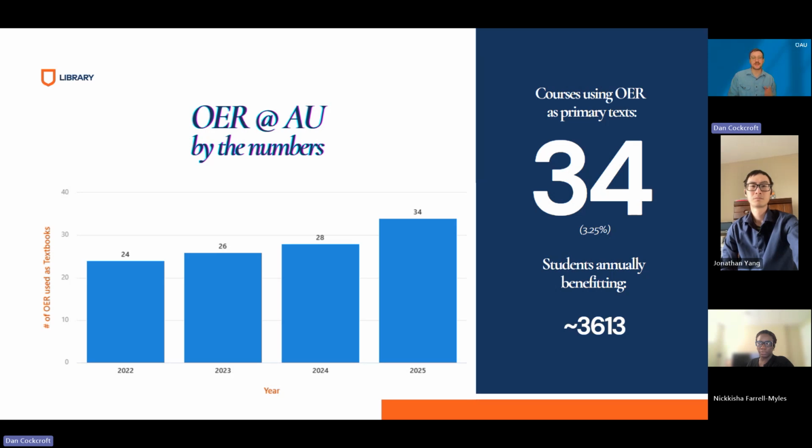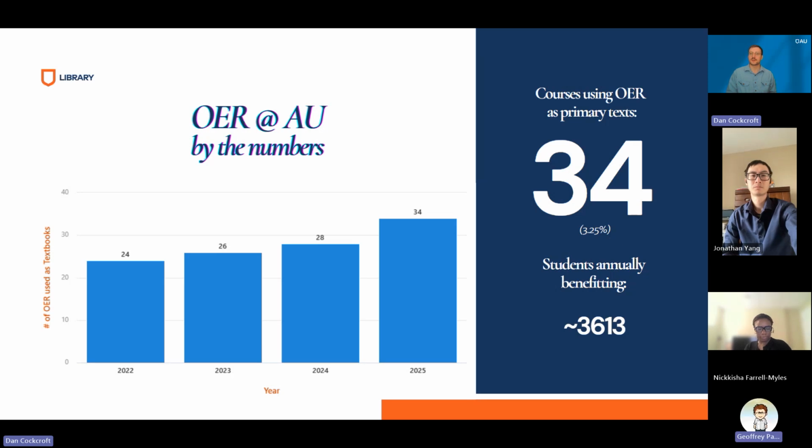They just happen to be the same number this year, but the number of courses using OER as primary text is often a number that's sort of non-reflective of how many OER are being used in a course. So some courses use several OER, and other courses use the same OER, right? So it's just a different way of looking at the numbers.